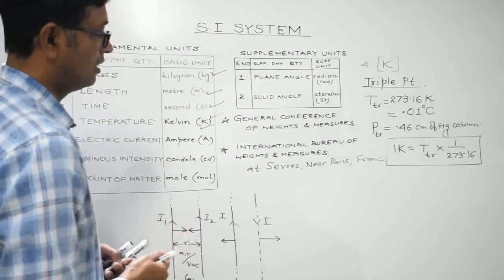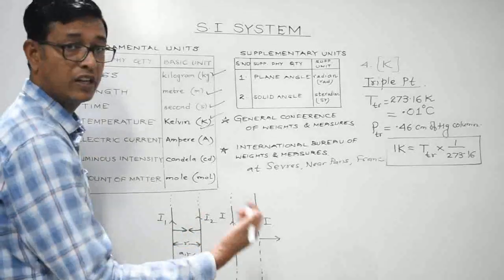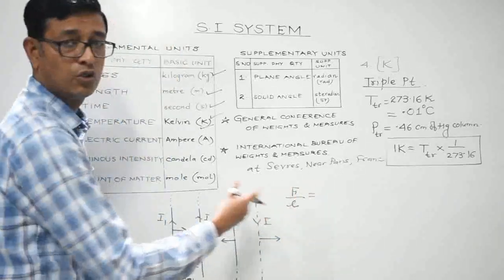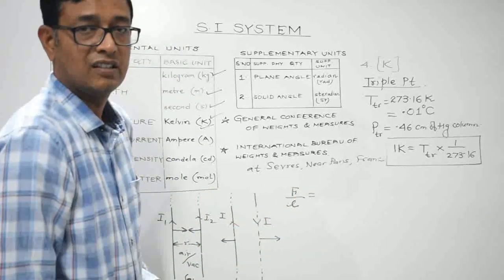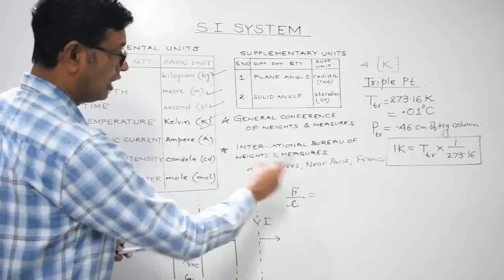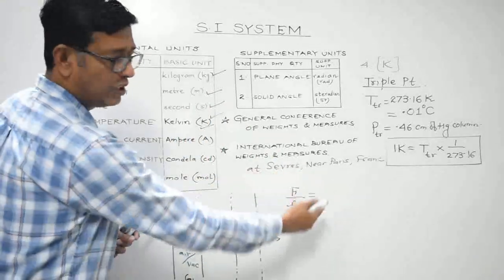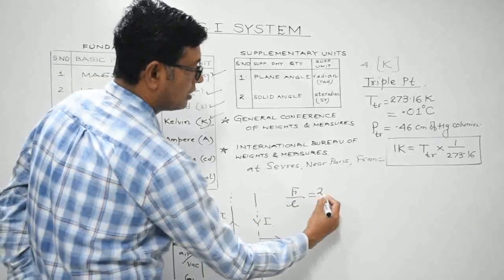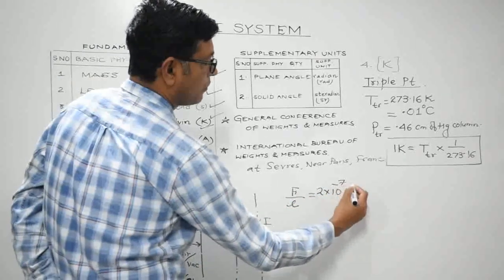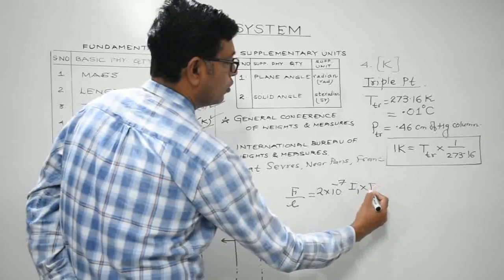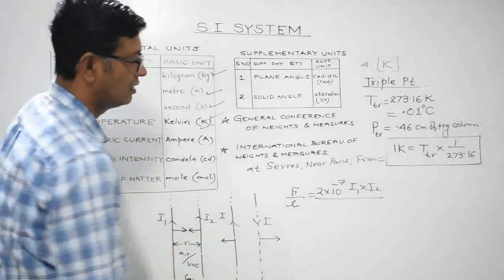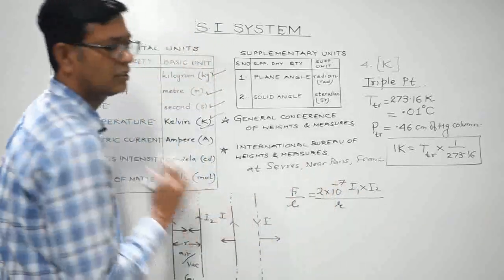And the magnitude of that force per unit length is found to be given by this formula. We'll derive it in the next higher class, that is +2. But for now, in order to define the ampere, you need to remember this formula. The force per unit length is 2 into 10 raised to minus 7, I1 into I2, the currents flowing through these two parallel straight infinitely long conductors, divided by r. This is the formula.